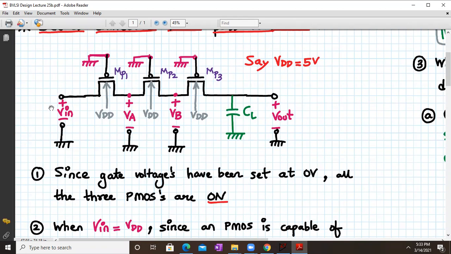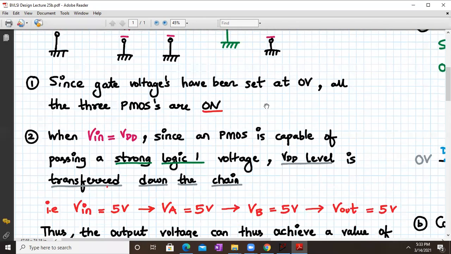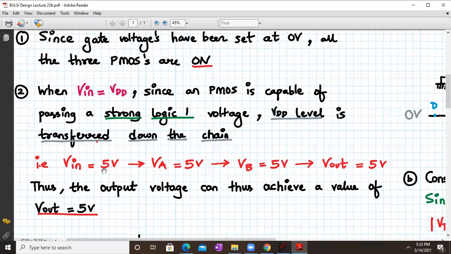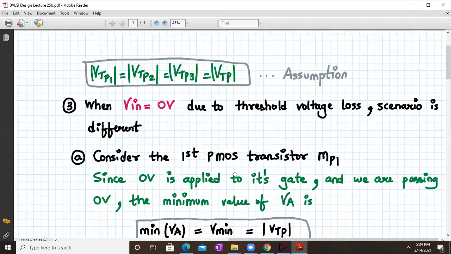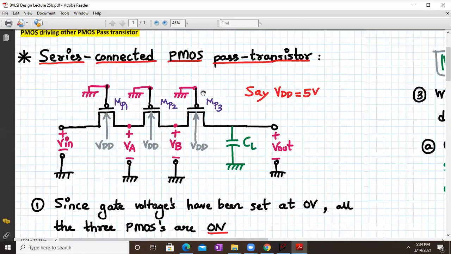And when we apply Vin as 5 volt, VA, VB, and Vout also are at 5 volt only. Okay, because it passes a strong logic 1. So whenever Vin is 5 volt, VA is 5 volt, VB is 5 volt, and Vout is also 5 volt. But the story is different when we apply a logic 0. That is, when Vin is 0 volt, VA is not 0, VB is not 0, and Vout is not 0. Let us see why.